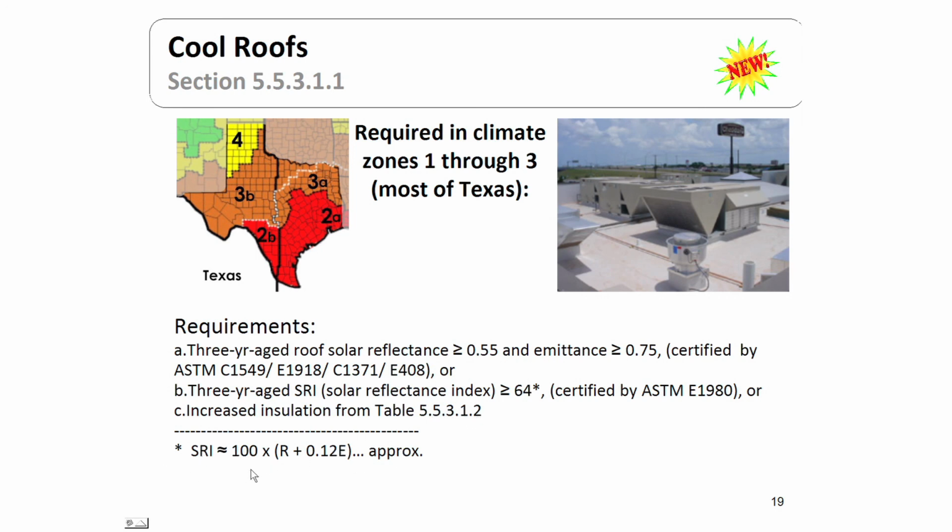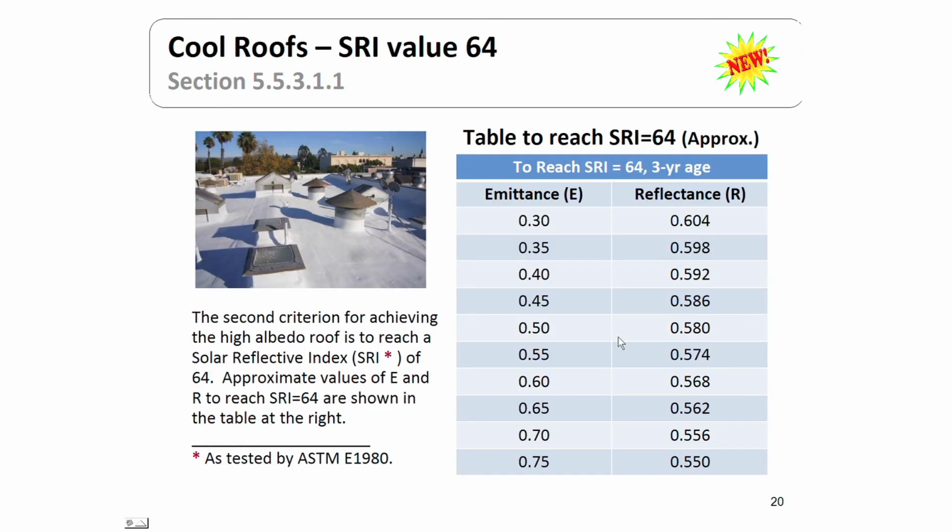Here's an approximation equation to derive an SRI. This is not exact to be sure. This is just an approximation. The SRI is around 100 times a quantity, the reflectivity plus 0.12 times the emissivity. And I show you a table here on the right. This is what you would need in emittance and reflectances, these combinations, to give you that SRI of 64. Again, I emphasize the word approximate here, but somewhere in this neighborhood would be the number that you would need if you want to reach the SRI of 64.